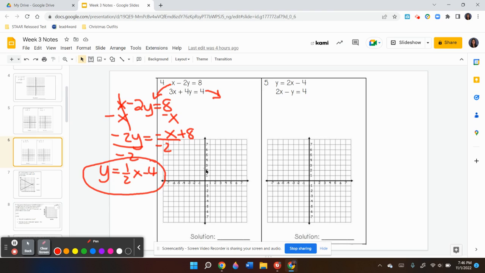When I graph my first line, we go to -4 on the y-axis, and our slope is up 1, to the right 2. Up 1, to the right 2. We can also go the opposite direction by going down 1 to the left 2.